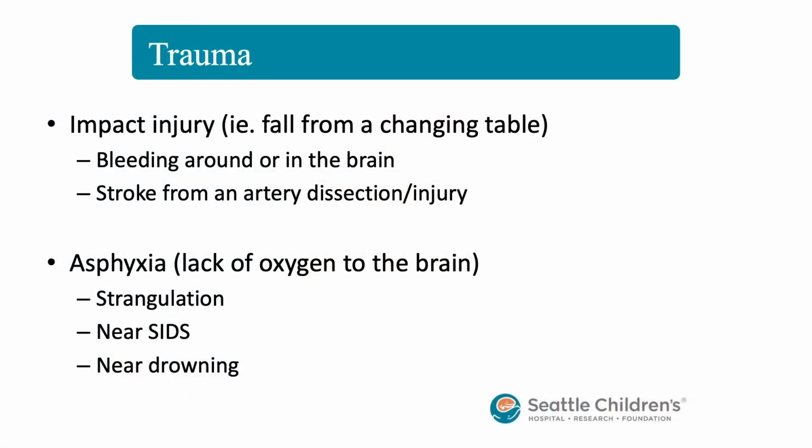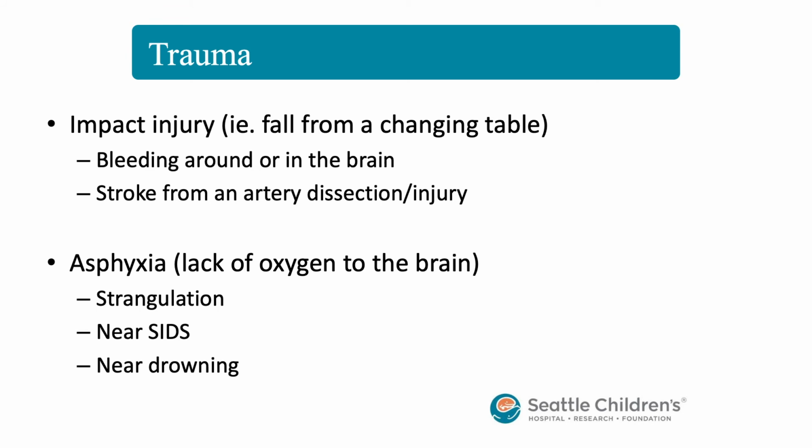But there are other types of traumas that babies can have. Everyone's had a kid or knows someone that had a fall. Kids fall. You turn your back and all of a sudden they're on the ground. Sometimes that can be completely fine. Babies are resilient. Sometimes that can lead to bleeding between the brain and the skull. Sometimes that can lead to an injury in the neck and to the blood vessel in the neck that can then cause a stroke. So we call that a dissection.